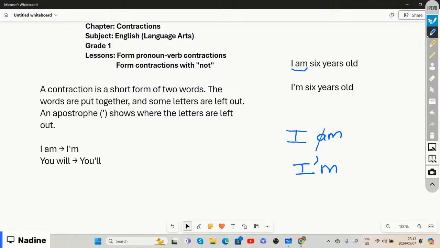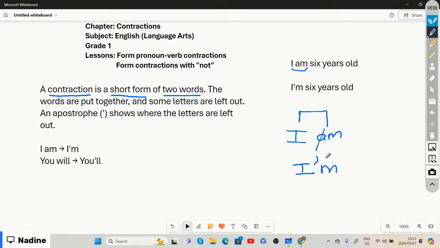All right, if we look at another example of a contraction, right? Just once again, before we continue, we said a contraction is a short form of two words, right? There we have the two words. I is the one word, am is the other word, right? So it's a shortened version of those two words.